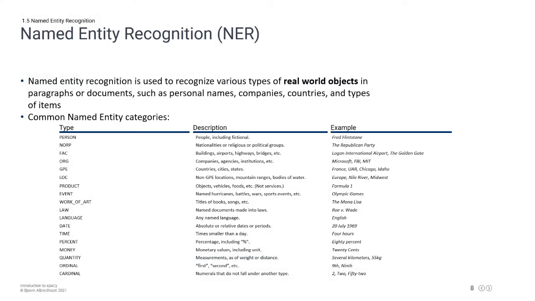Another application field for these statistical predictions is so-called named entity recognition. Named entities are real-world objects that are assigned a name. So for example, this could be a person, an organization, or a country. spaCy supports a long list of named entities and basically tries to predict these entities in your provided text.